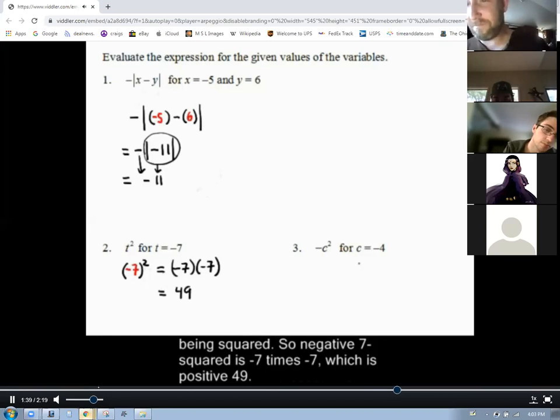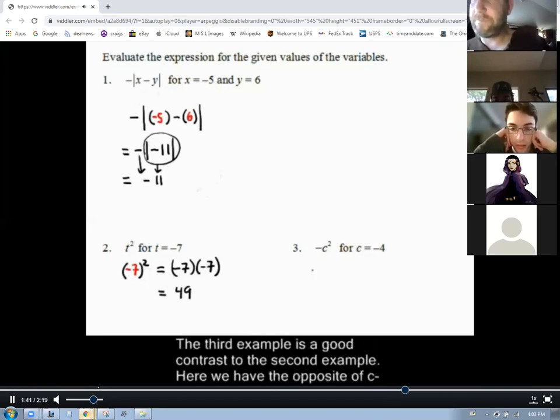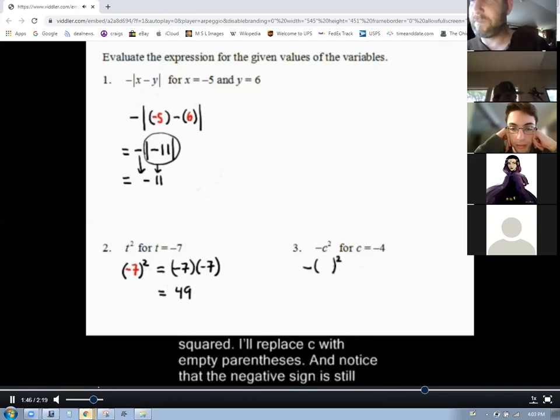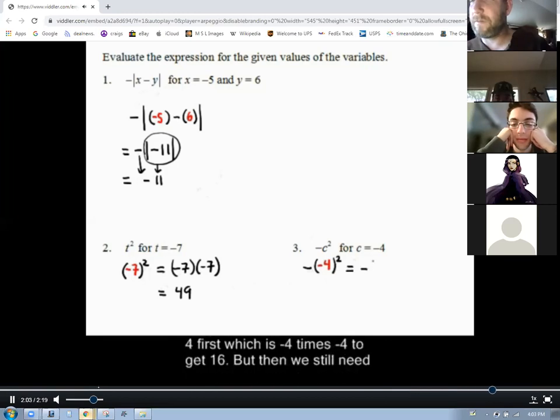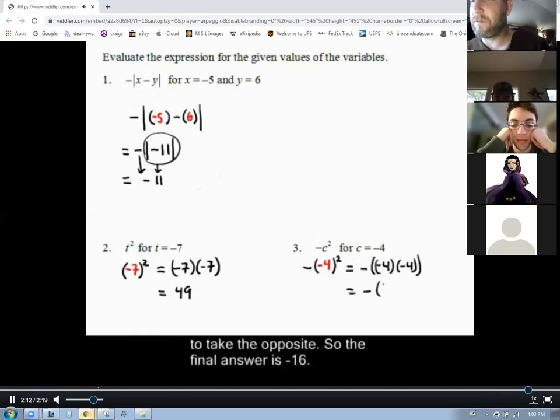The third example is a good contrast to the second example. Here we have the opposite of c squared. I'll replace c with empty parentheses, and notice that the negative sign is still out in front. So we have the opposite of the quantity -4 squared. I'll square -4 first, which is -4 times -4, to get positive 16. But then we still need to take the opposite, so the final answer is -16.